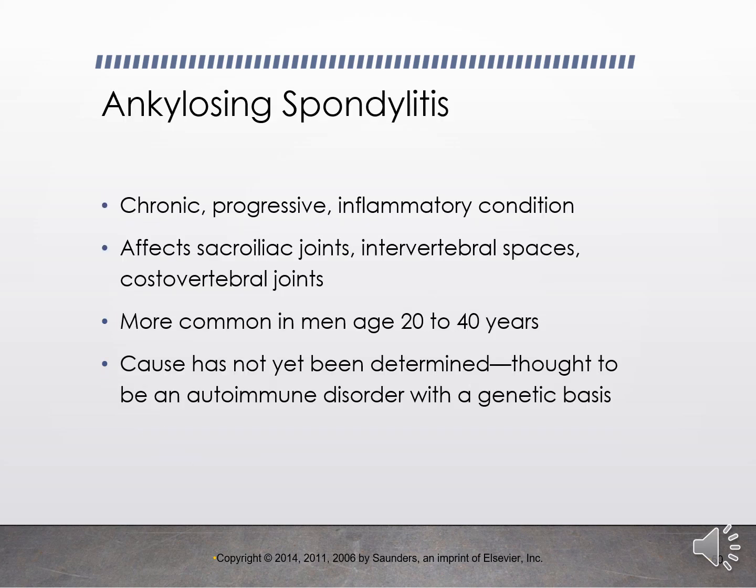Then we have ankylosing spondylitis. This is a chronic progressive inflammatory condition. It affects the sacroiliac joints, the intervertebral spaces, and the costovertebral joints. It's more common in men 20 to 40 years old. The cause has not yet been determined, but it's thought to be some sort of autoimmune disorder with a genetic basis.